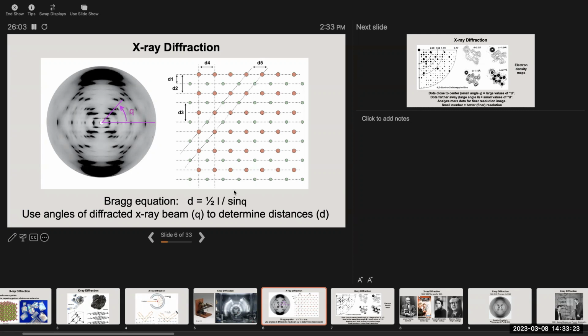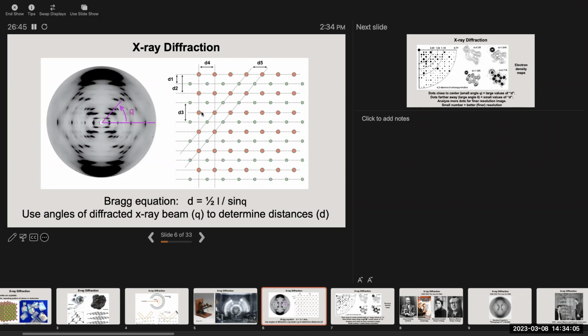It's sine of, gosh, it doesn't have any of the Greek letters. The Bragg equation is d equals 1/2 lambda, that's supposed to be a lambda, and then it's supposed to be sine of theta. But you just measure from the center of the piece of photographic film up to one of these black dots, and that gives you your angle theta. And like I said, we already know what lambda is. That's the wavelength of the X-rays. So you just plug that into this simple equation, and you come up with a value for d. But every one of these black dots represents a different value of d.